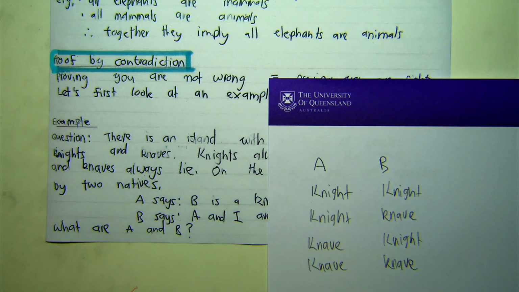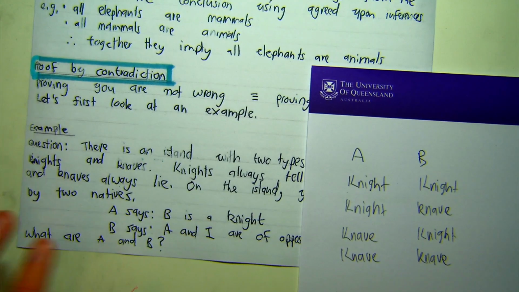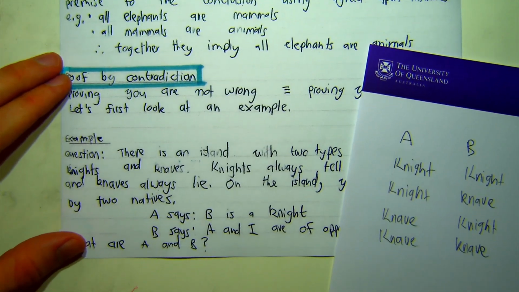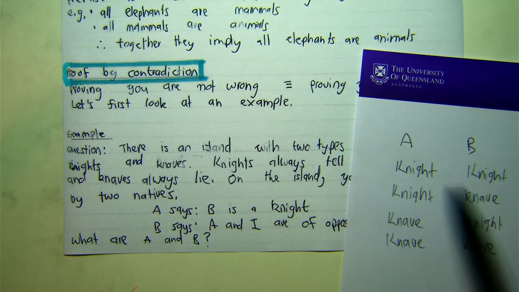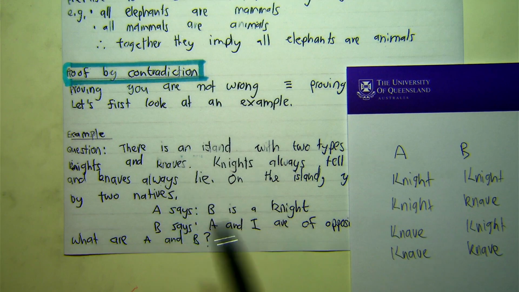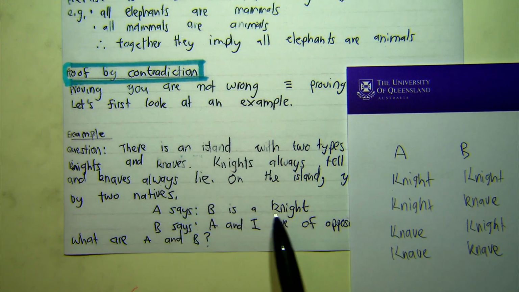And I think it makes the most sense to me to explore those options and how their statements hold up, to just rule out, I guess, what's not happening. So let's explore the first one. If A and B are both knights, what's happening? Well, knights always tell the truth, and A says that B is a knight. That is indeed true, so that's fine.